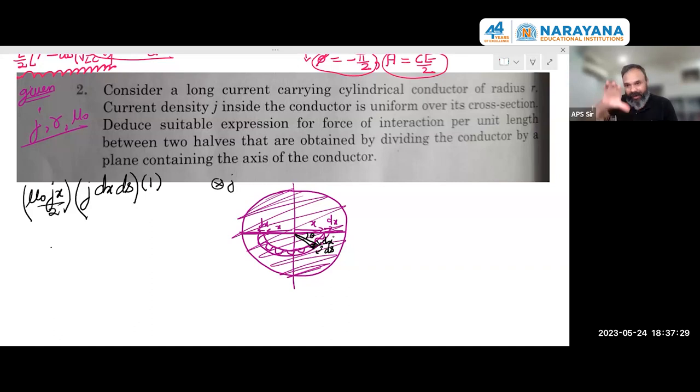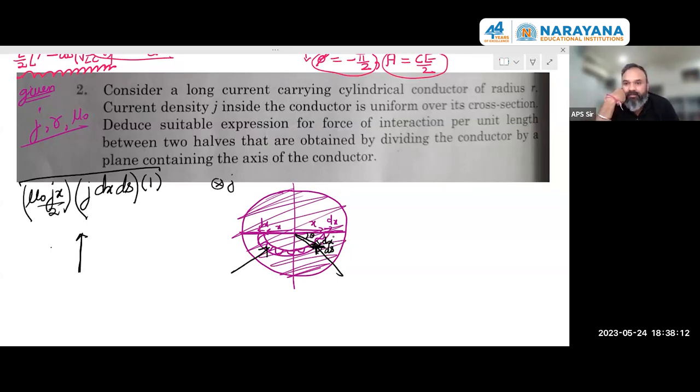If current is inward and the magnetic field is clockwise, this force will act towards the axis of the cylinder, like this. And the good thing is, if you look into the symmetry of the problem, on the complete half cylinder of length 1 meter, you will observe these kind of forces. My symmetrical friend here will also have the same force. So I will take the net to be upward.